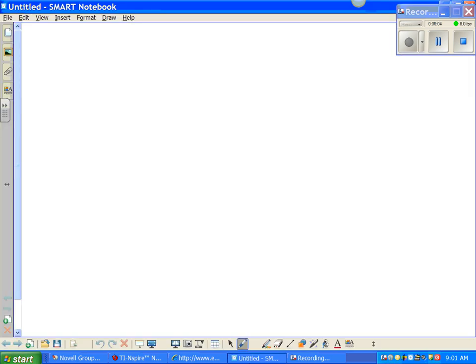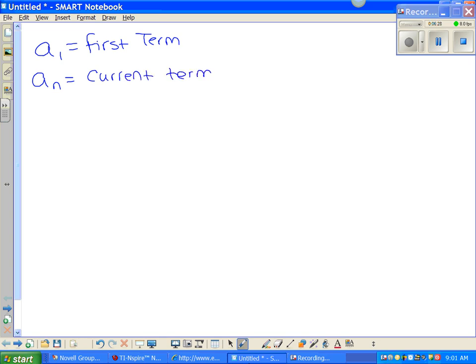So a sub 1, you write this down somewhere, at the top of your paper or in the corner. You're going to box it, make sure you know it. This represents your first term. That should make sense because what's n? 1. A sub n represents your current term.